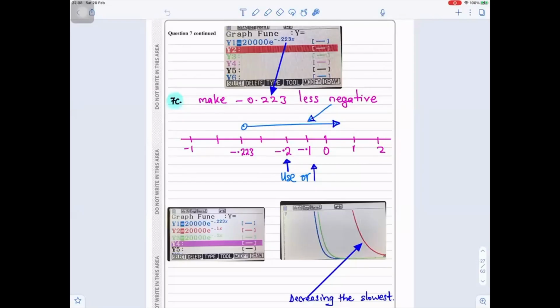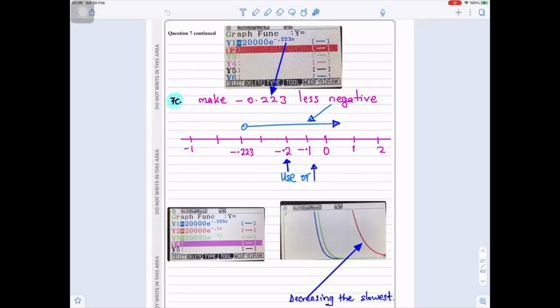So if you have this minus 0.223, when you plot the graph, you make that value less negative. Less negative: if you have minus 0.223 from here, to make it less negative, you want to get in something which is on this other side. So you want to get a number which is going to the right hand side. These are less negative. So you can use minus 0.2, or minus 0.1, a bigger number.